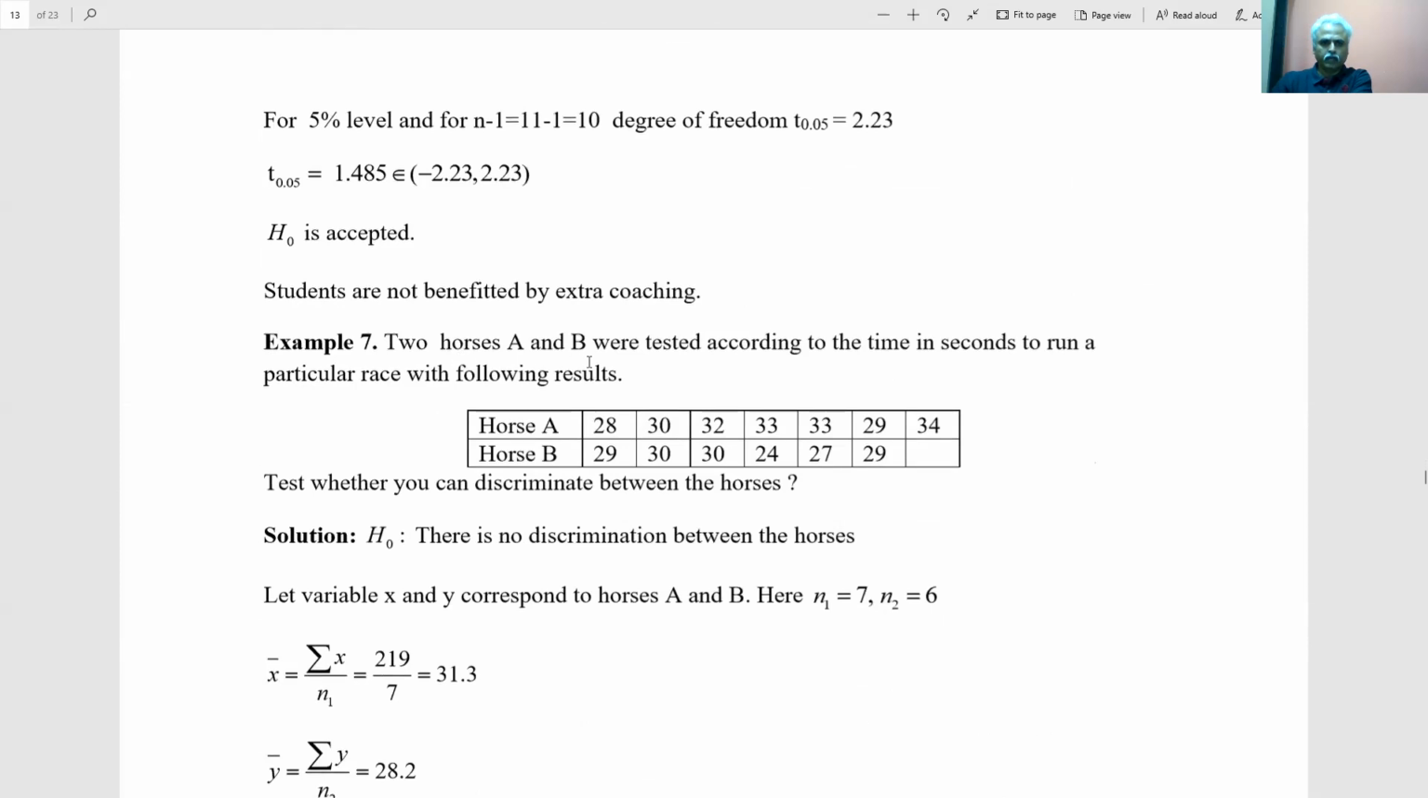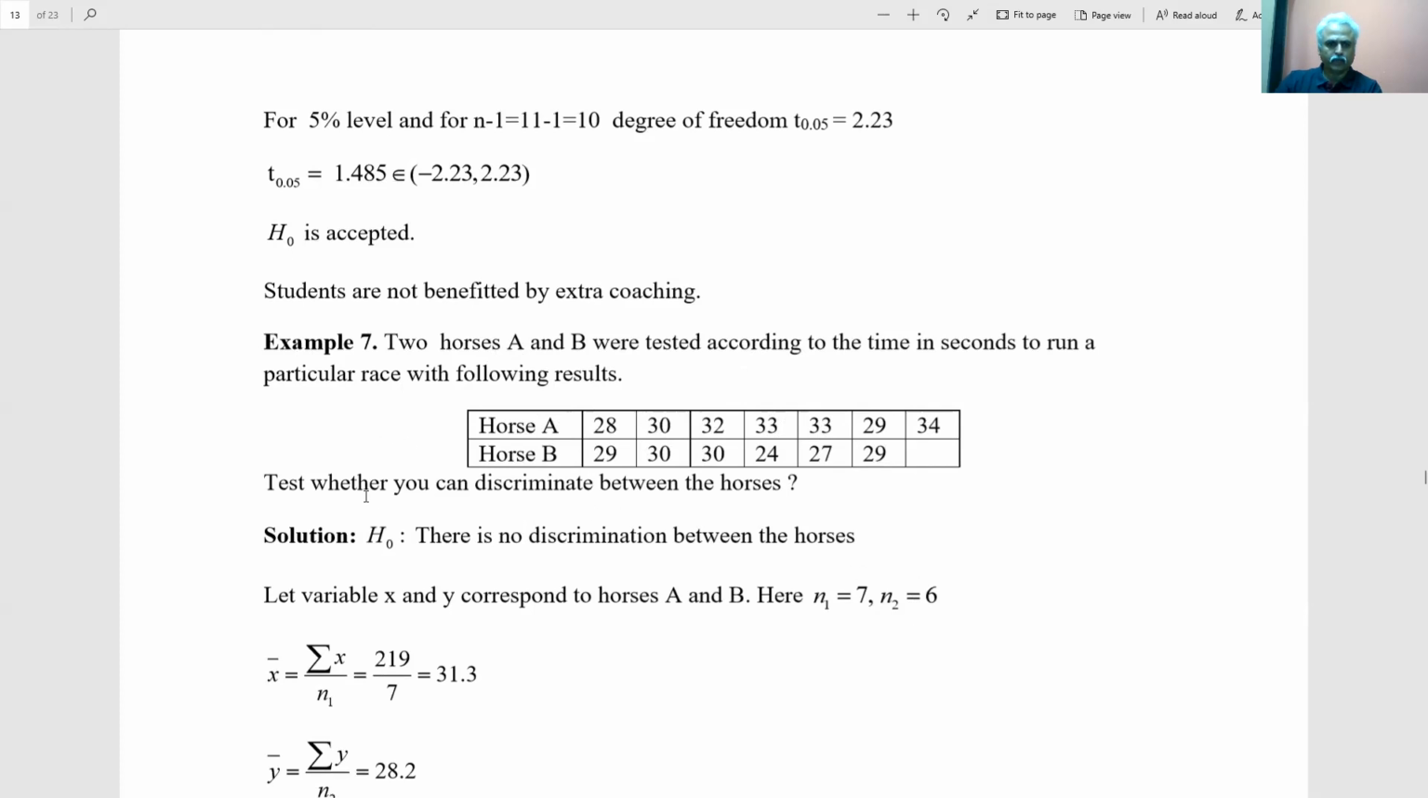Two horses A and B were tested according to the time in seconds to run a particular race. Horse A was tested 1, 2, 3, 4, 5, 6, 7 times, and horse B 1, 2, 3, 4, 5, 6 times. So n1 becomes 7. How many times tested becomes the sample size. So now n1 is 7, n2 is 6.